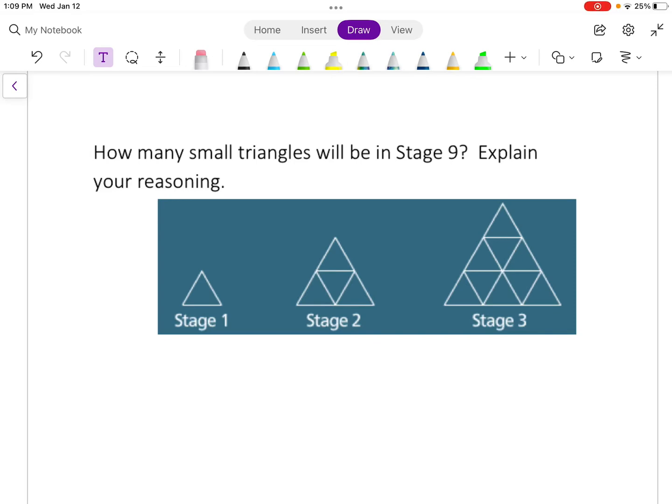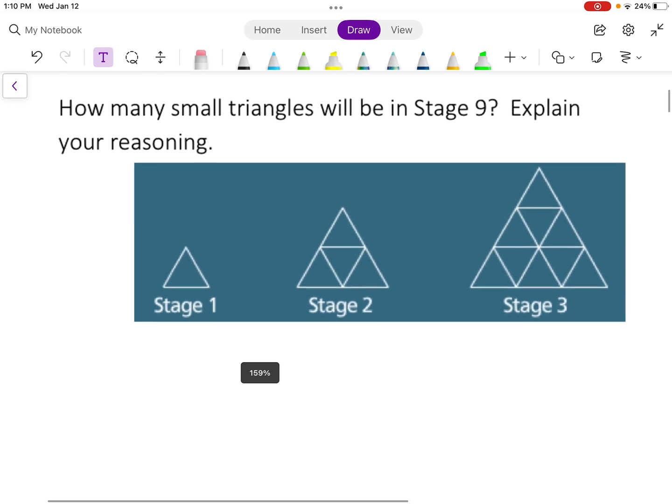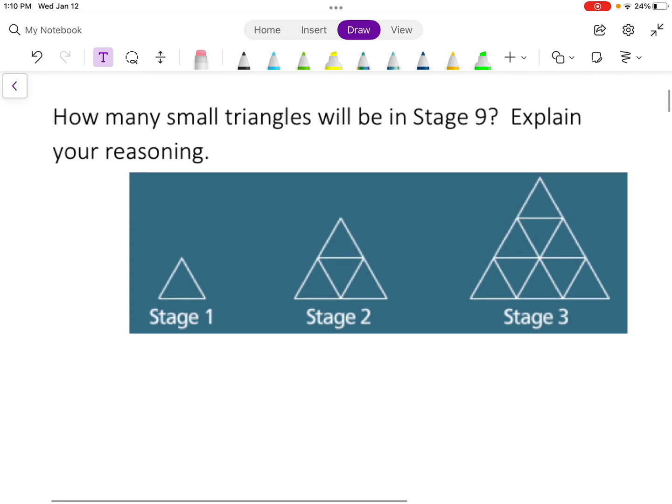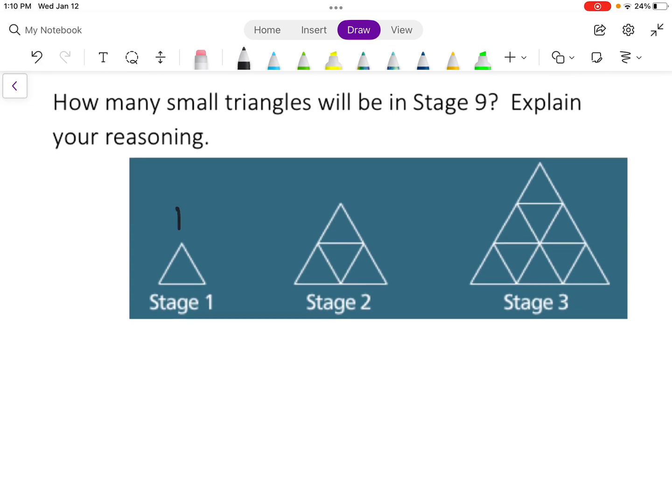All right, to start out here, I want you to look at this pattern and see if you can answer the question. It says, how many triangles will be on stage 9? Explain your reasoning. If you look at it, stage 1 has 1 triangle. And if you're counting, stage 2 has 1, 2, 3, 4. Stage 3 has 1, 2, 3, 4, 5, 6, 7, 8, 9. And so on. So we want to figure out stage 9.